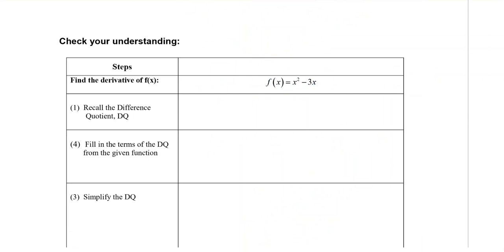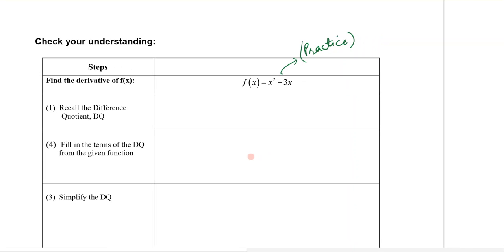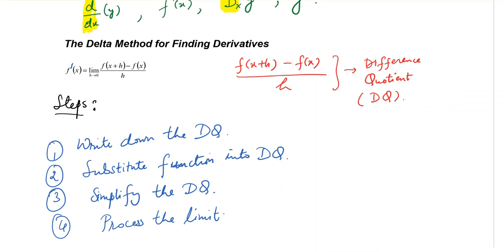There is another problem which I have given here for practice. So make sure you practice this problem and you try to find the derivative using the delta method of derivatives. And I can tell you in the end the answer should be 2x minus 3.